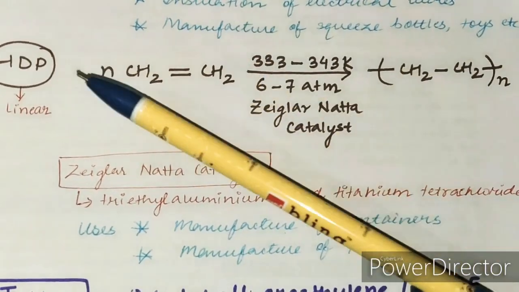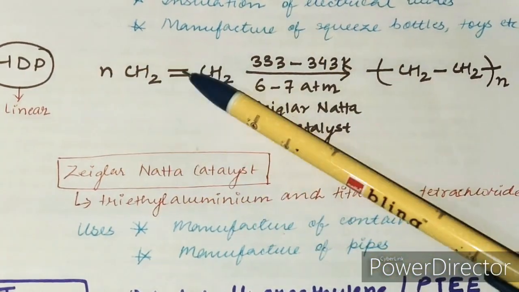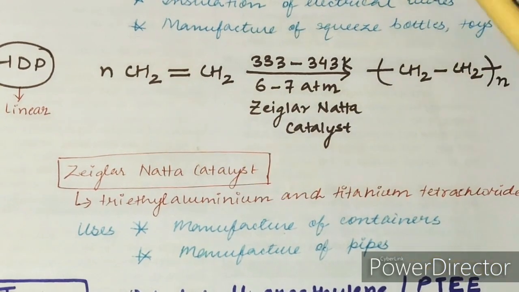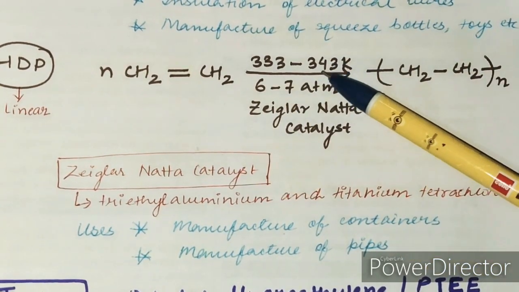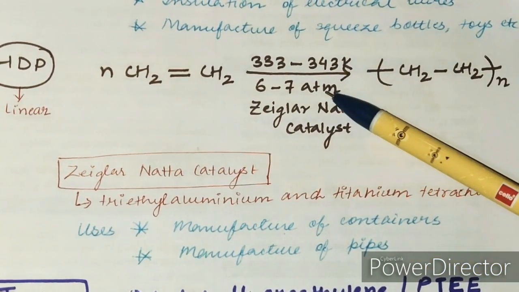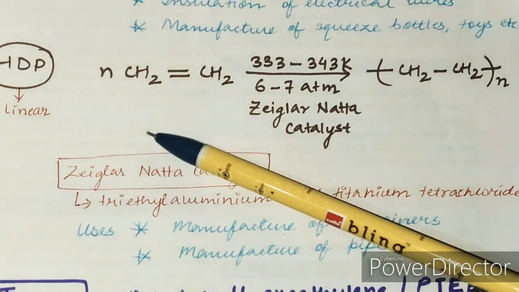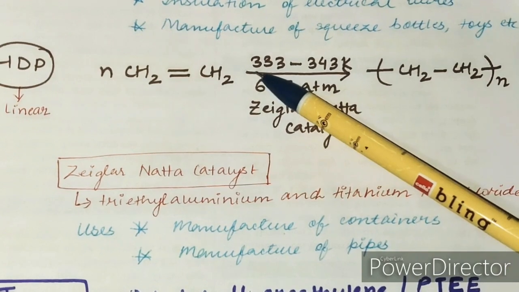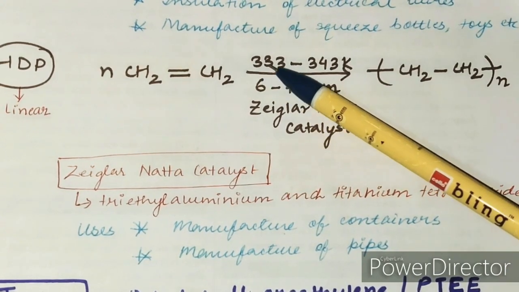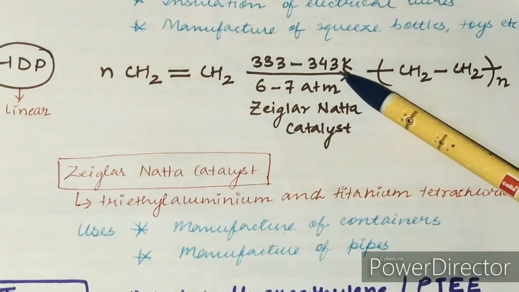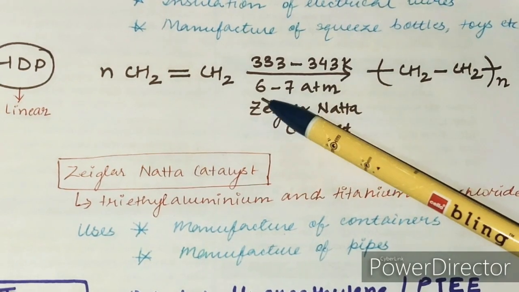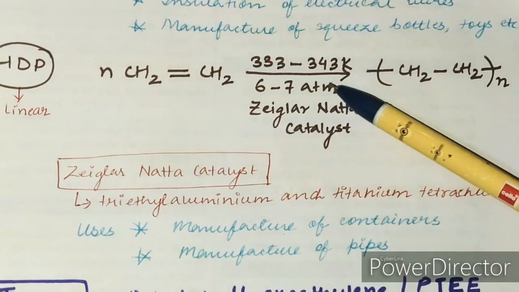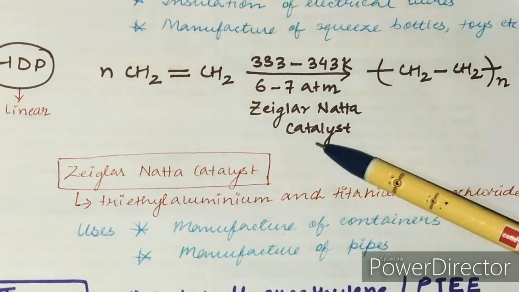So next is the high density polyethylene. The production process is similar except that the temperature and the atmospheric pressure are different here. Here also n number of ethene molecules are taken and they are heated at 333 Kelvin to 343 Kelvin under atmospheric pressure 6 to 7, and also in the presence of Ziegler-Natta catalyst.